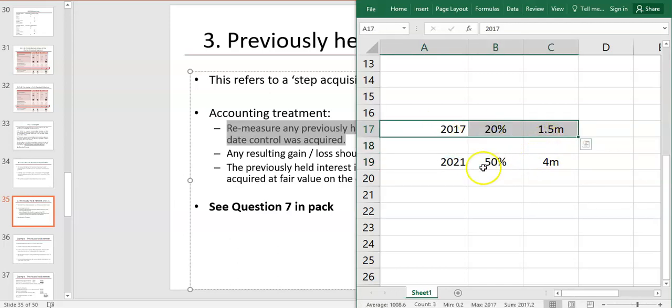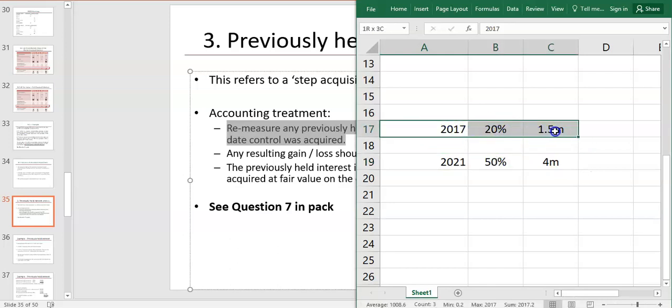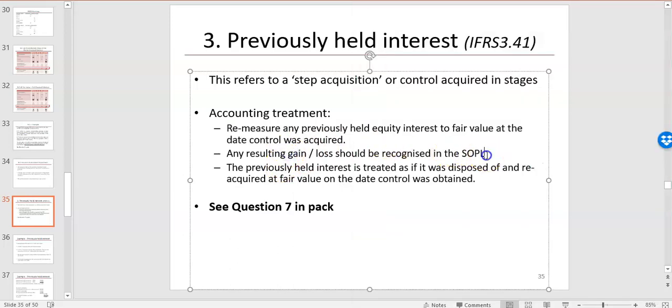You only had 20%. So the approach in IFRS 3 is, at this date, you go back and fair value this 20%. If that 20% is worth, say, 3 million now, and you'll get an independent valuation for this, or you'll be told in the question, you will increase the value of the investment up to 3 million, and you'll put a gain or loss through the P&L. So you're essentially recognizing a gain or loss of fair value at the date of acquisition.